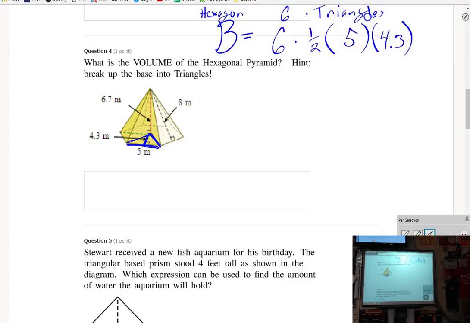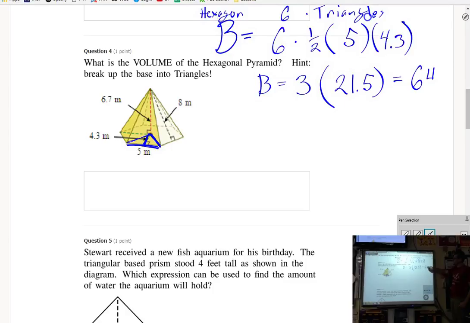Any confusion for how I set that up? Now, it's easiest to do half of my 6, because we have odd and we have decimal. So I can do half of 6 first and just do 3. And then 5 times 4.3, well 5 times 4 is 20, times another 0.3 is another 1.5. And this comes out to tell me my big B is 64.5. Hey, you got that right. That is a working number, so hang on to it.